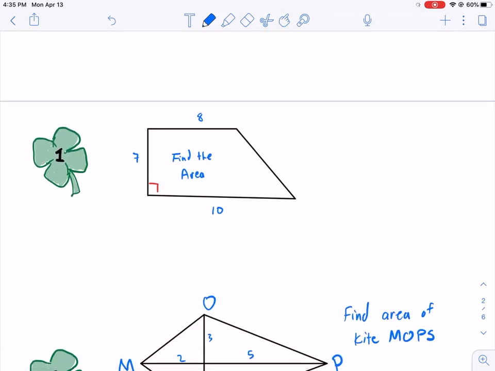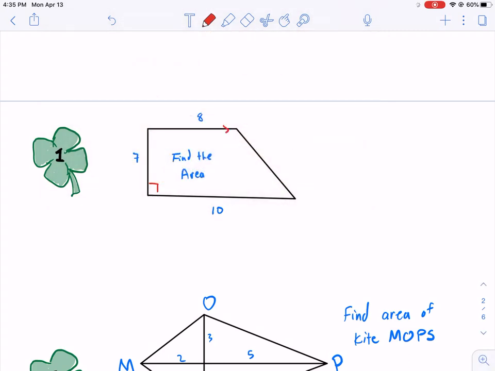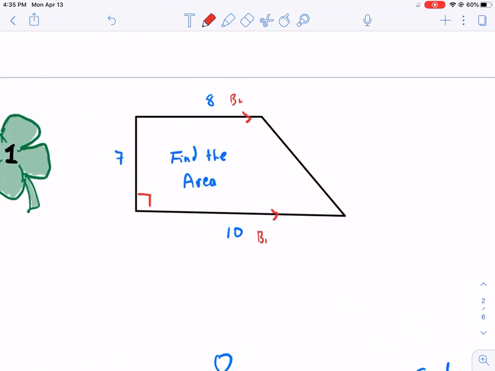So here we go, the first example. Well, we'd need to be given some additional information, but let's just assume this is a trapezoid and we're asked to find the area. So I'm going to call 10 my base 1. I'm going to call 8 my base 2. And because this is perpendicular to base 1, I'm going to call this my height.